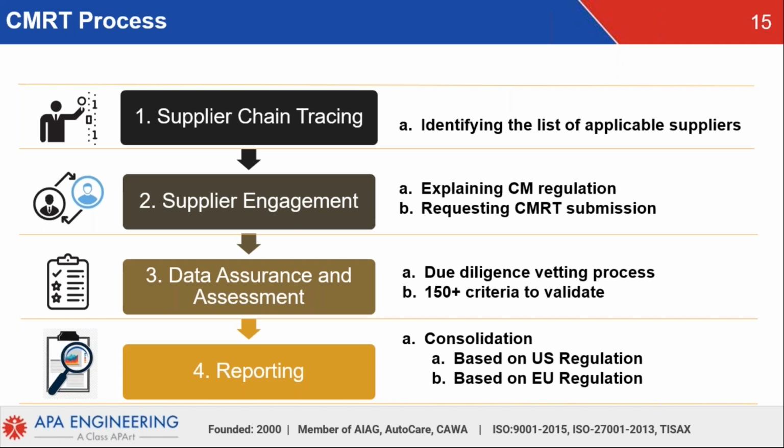Step 4, reporting by consolidating the CMRTs. Once you receive the CMRTs and verify the due diligence, before you actually submit the response to your customers or prepare a Form SD to the SEC, you need to consolidate all the CMRTs and report the worst case scenario. For example, out of 100 of your suppliers, even if one supplier says they are procuring from the 3TG from the DRC region, your response to question number 3 must be yes. The consolidation interpretation may vary between the US and Europe.